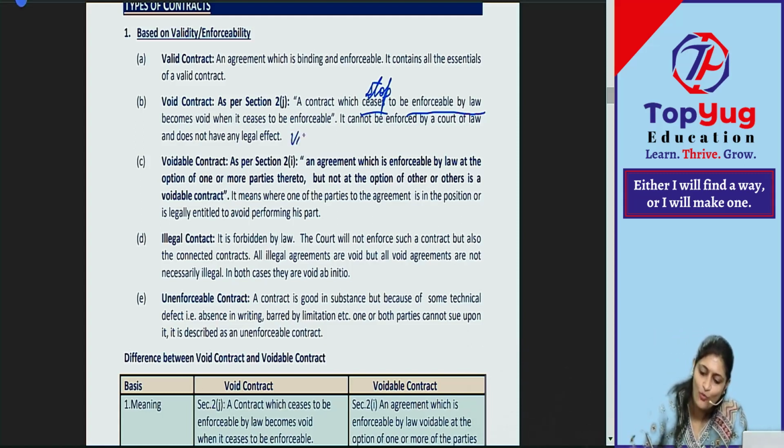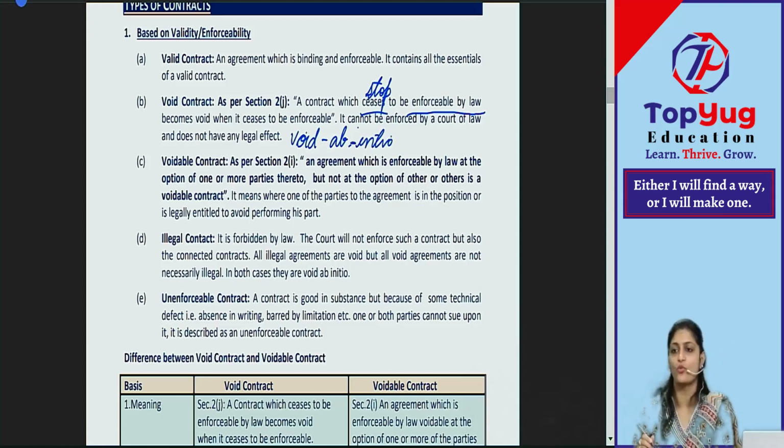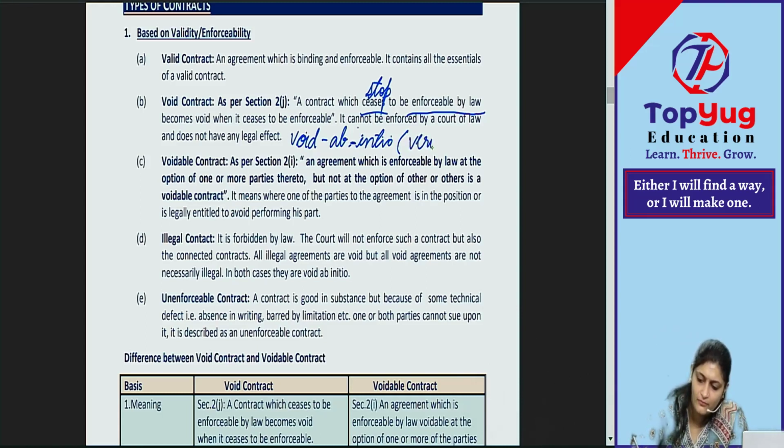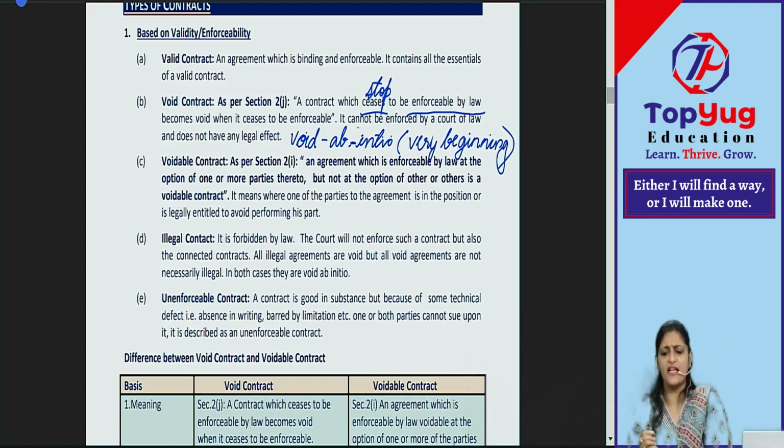Then that is void ab initio. What do you mean by void ab initio? Ab initio means what? From the very beginning. That means the example which I just now gave you was for that. It was valid, but afterward it became void. But here, from the very start, it is void. That means any one essential element is missing from the very start.